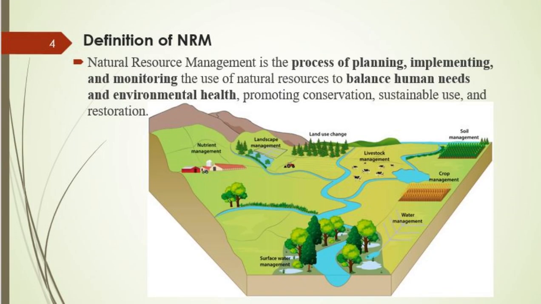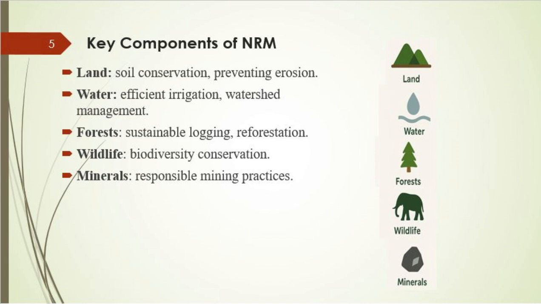Definition of NRM. Natural resource management is the process of planning, implementing, and monitoring the use of natural resources. The aim is to balance two important needs. 1. Human development. 2. Environmental protection. Good NRM conserves resources, promotes sustainable use, and restores degraded ecosystems when necessary. Example: if a farmer plants trees, conserves water, and prevents soil erosion while producing crops, that farmer is practicing natural resource management.